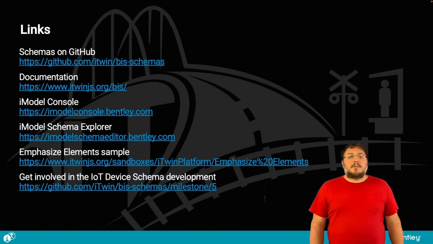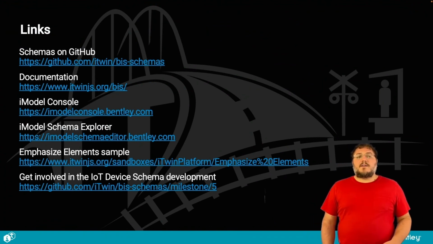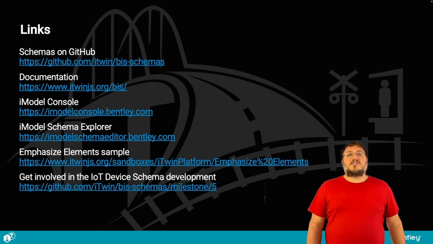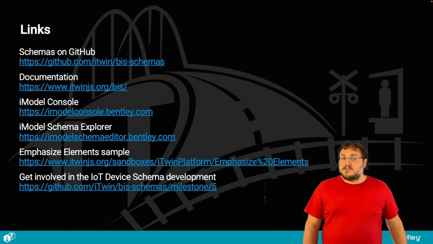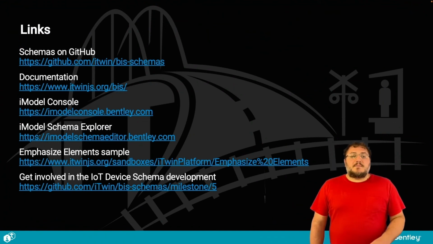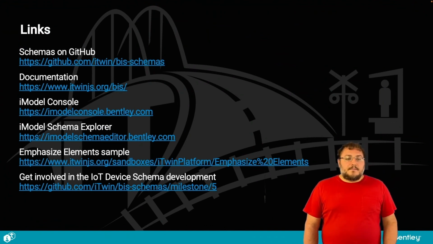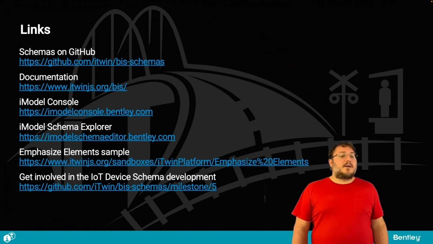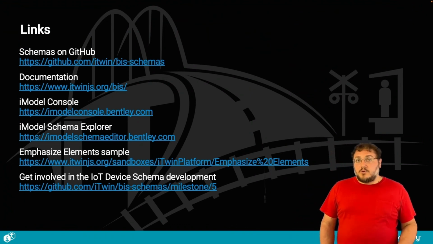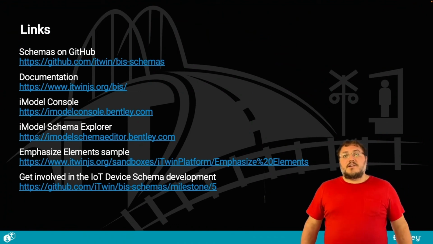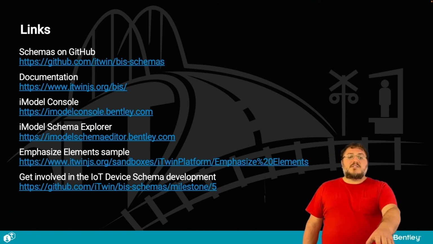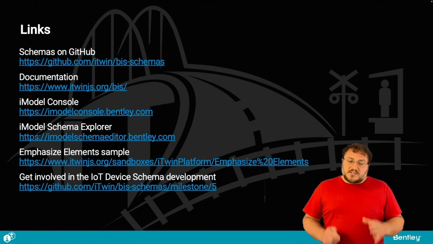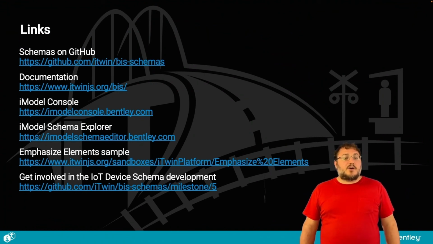Now, I'm going to blast up a couple of links to see stuff that I've talked about here. First is github.com/itwin/bis-schemas. This is where all of our schemas can be found. You can also find all of our schemas published onto NPM. We've got our documentation at itwinjs.org/bis. The iModel Console, which is a really great tool for playing around with ECSQL queries and getting to know the data in your iModel better. We've got the iModel Schema Explorer, which lets you view the schemas visually that are in any particular iModel. And if you go to iModelSchemaEditor.bentley.com, you can see all of the standard BIS schemas without any login. Because once again, we really think it's important to do this stuff out in the open.